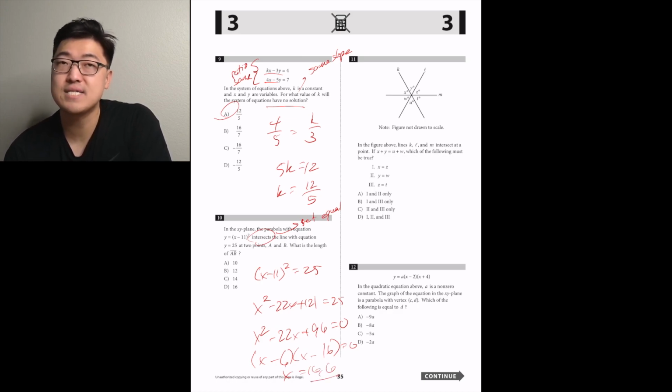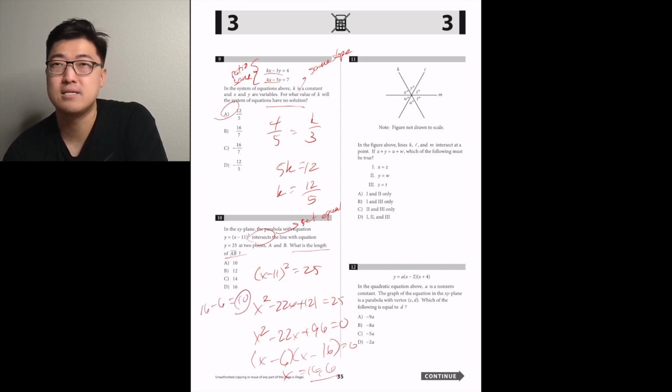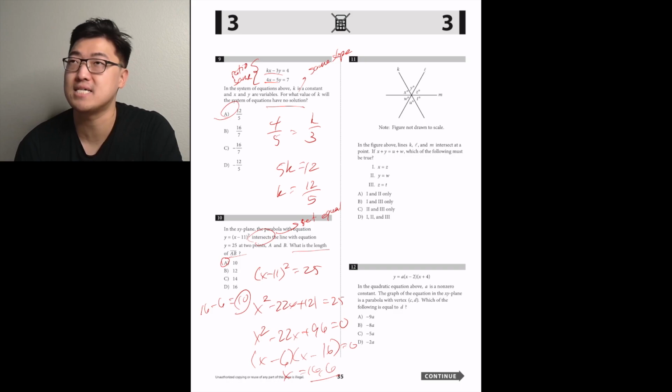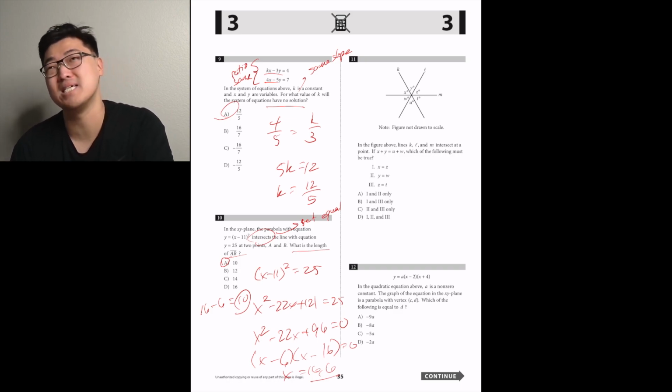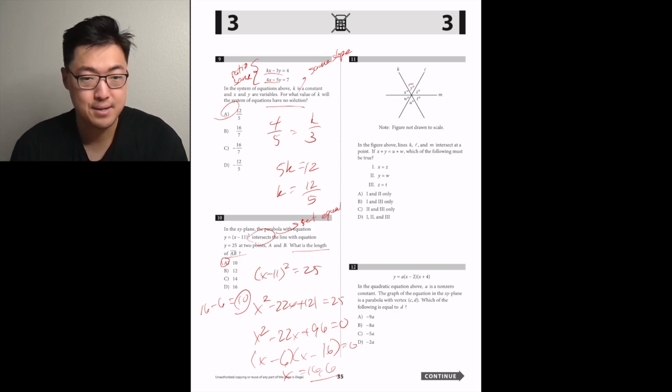Now we need to factor that into two numbers that multiply to 96 and combine to give 22 in the middle. 48 and no. Maybe 16 and 6. I think it's going to be 16 and 6. So negative 16 and negative 6. So x minus 16, x minus 6. So x is 6 and 16. What's the length of AB? 16 minus 6, 10. A.